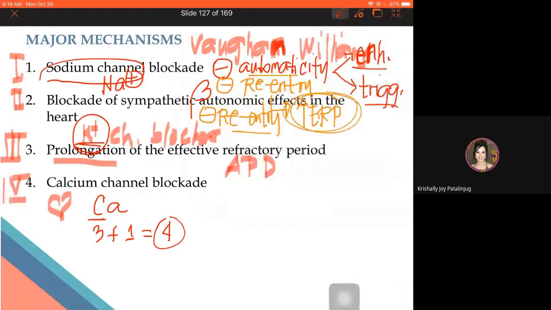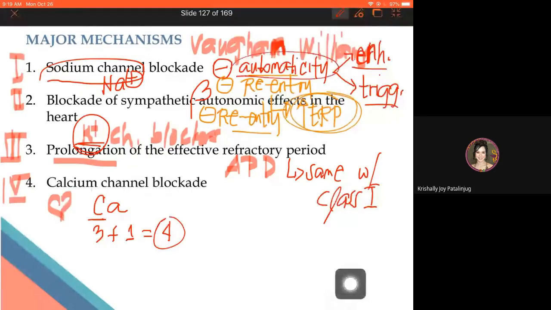Then for class 3 agents, the potassium channel blockers, their usual general property is the same as class 1 agents. As mentioned earlier, class 1 agents can block automaticity and also inhibit re-entry. The same goes for class 3, so they are the same with potassium channel blockers.